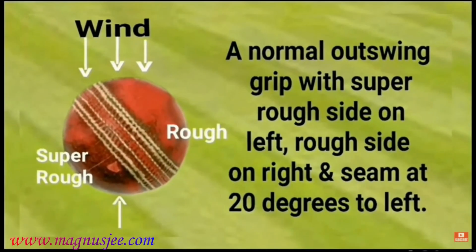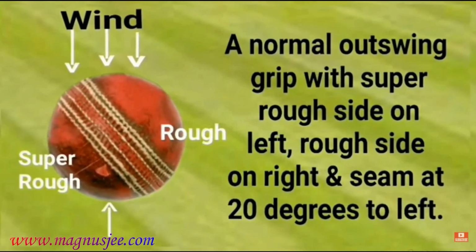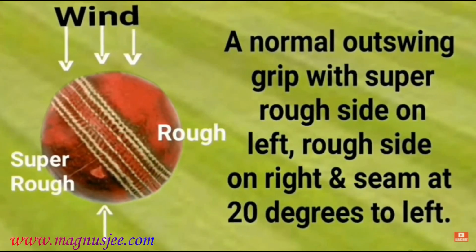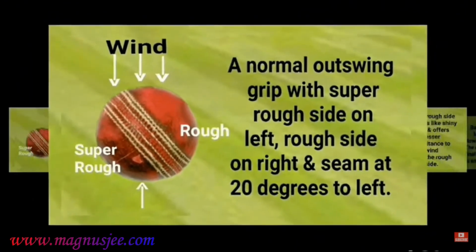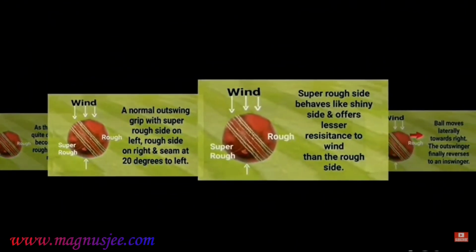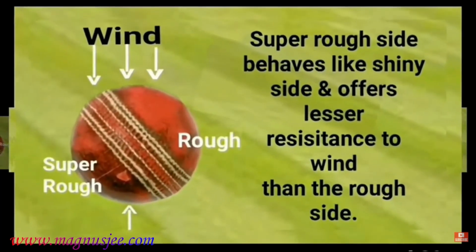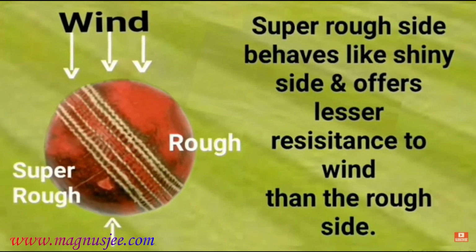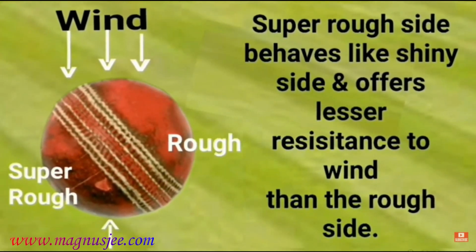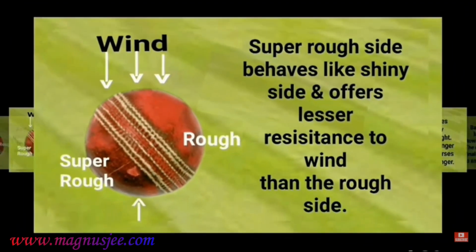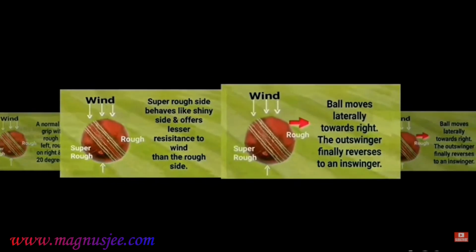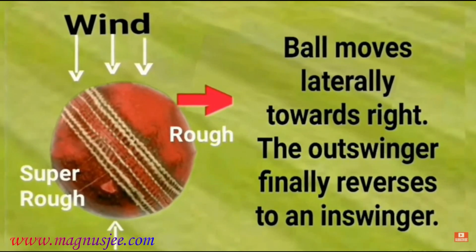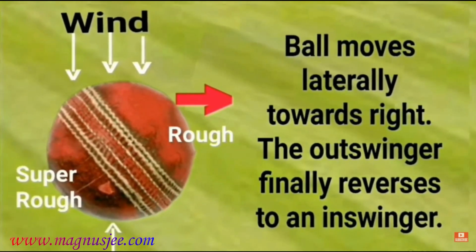Now wind is flowing in the opposite direction of motion of the ball, and a normal outswing grip with the super rough side on the left and rough side on the right, and seam at 20 degrees to left. Here the super rough side behaves like a shiny side and offers lesser resistance to wind than the rough side. The ball moves laterally towards right. The outswinger finally reverses to an inswinger.